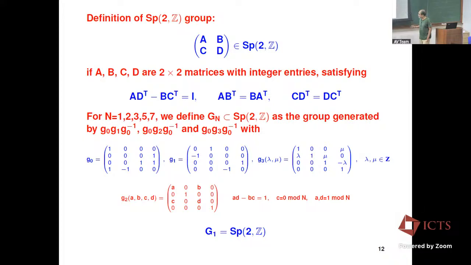And G2 is a matrix of this kind, where A, B, C, D defines an SL(2,Z) matrix, but there are also these congruence conditions. So this A, B, C, D in this language is really an element of gamma 1(n). And one can show that if we take n equal to 1, then this G1 becomes the Sp(2,Z) group. So Sp(2,Z) is included in this set as G1, but other groups are subgroups.